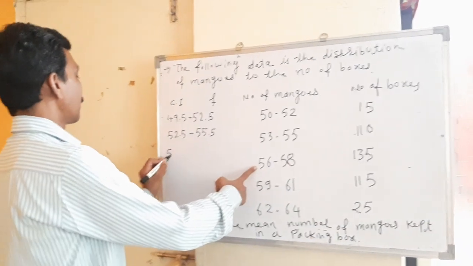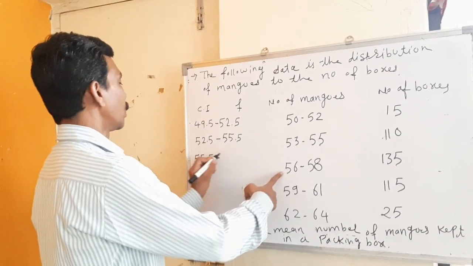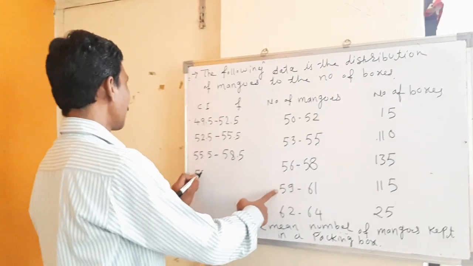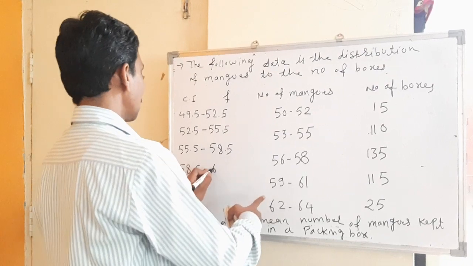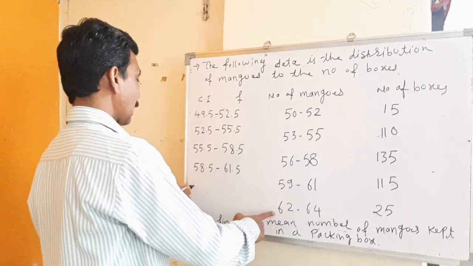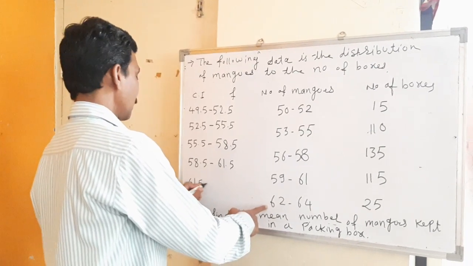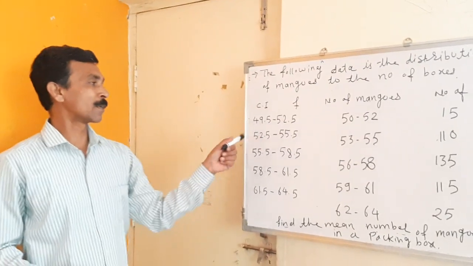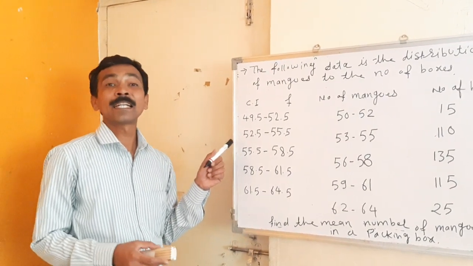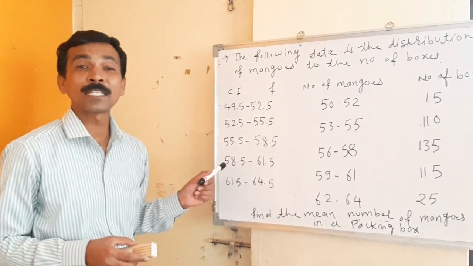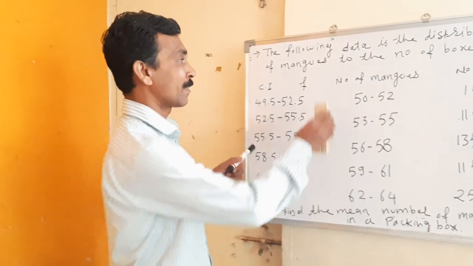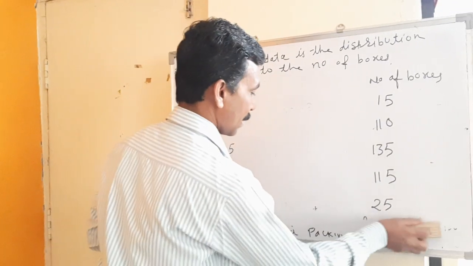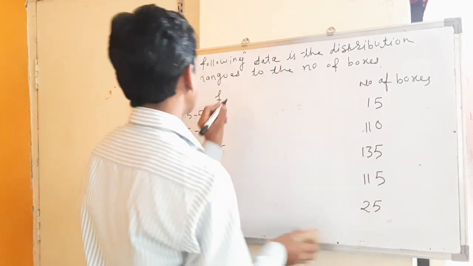This will become 55.5 to 58.5. This will be 58.5 to 61.5, and the last class interval is 61.5 to 64.5. Now if you look at these class intervals, it is a continuous class interval. And now I will write the frequencies here. The number of boxes means frequencies. And then the remaining columns I will write here.